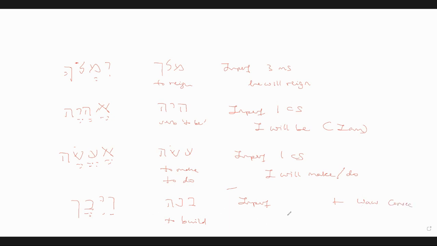So this is third person masculine singular. So he will build, and then you put the vav here, and he built. It goes back to the past tense because it's vav consecutive. So you have to do this part first: he will build, then you add in the vav consecutive, and he built. It throws back to the opposite.